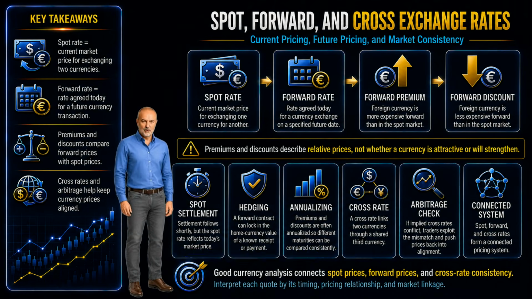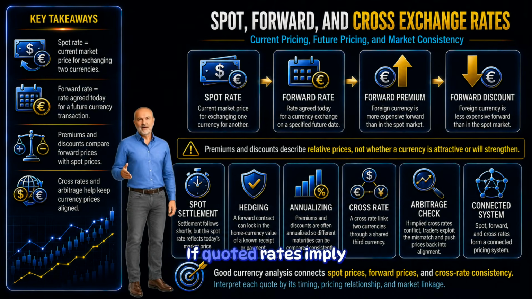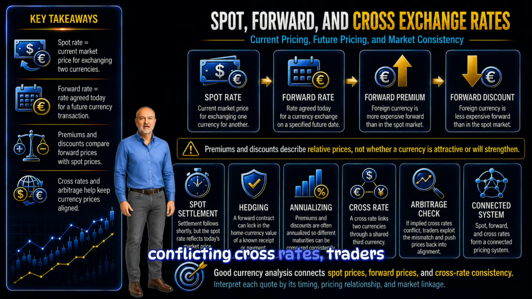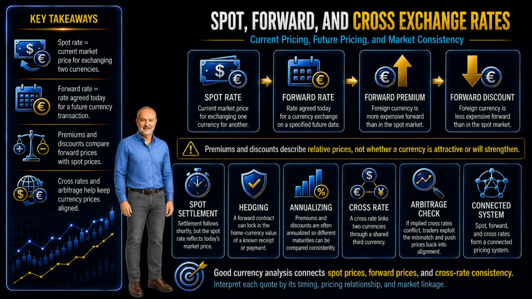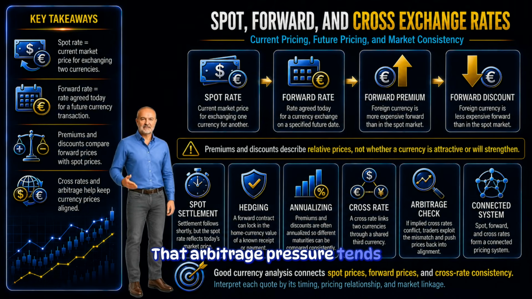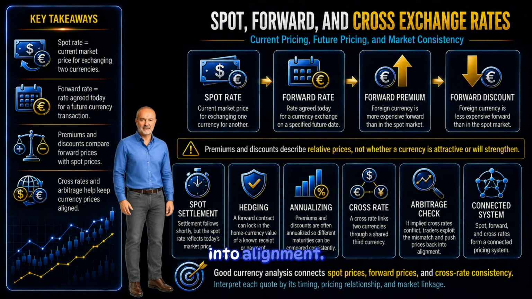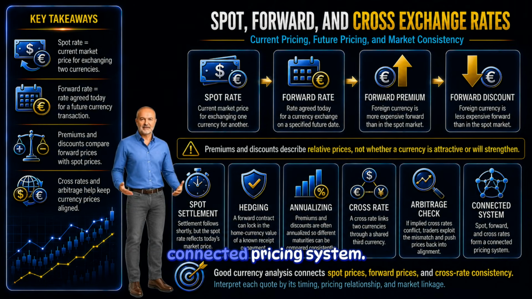Cross rates connect two currencies through a shared third currency. They are useful when a direct market quote is unavailable, and they provide a consistency check across markets. If quoted rates imply conflicting cross rates, traders may buy the relatively underpriced currency and sell the relatively overpriced currency. That arbitrage pressure tends to bring prices back into alignment. Spot, forward, and cross rates therefore form a connected pricing system.